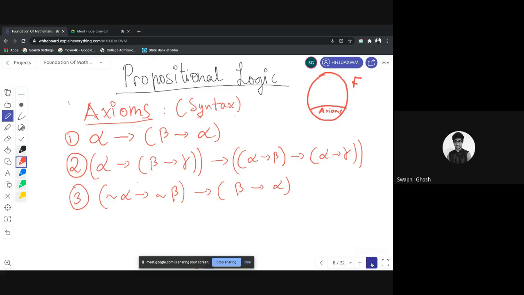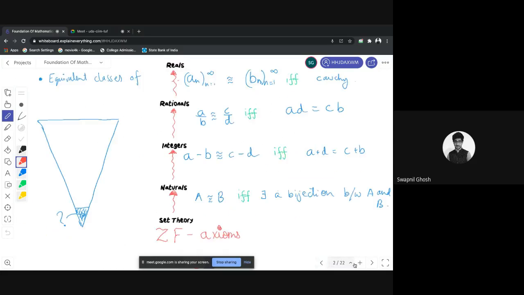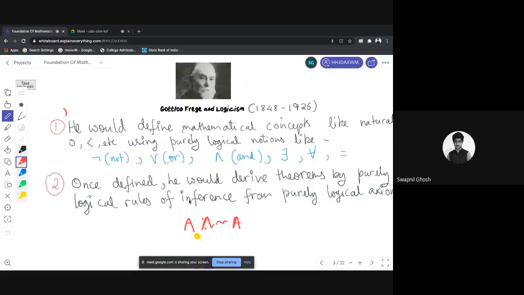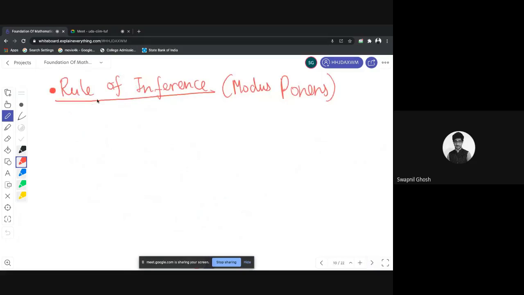Now, those were the logical axioms. And now, remember Gottlob Frege's logical rule of inference. What does this mean?